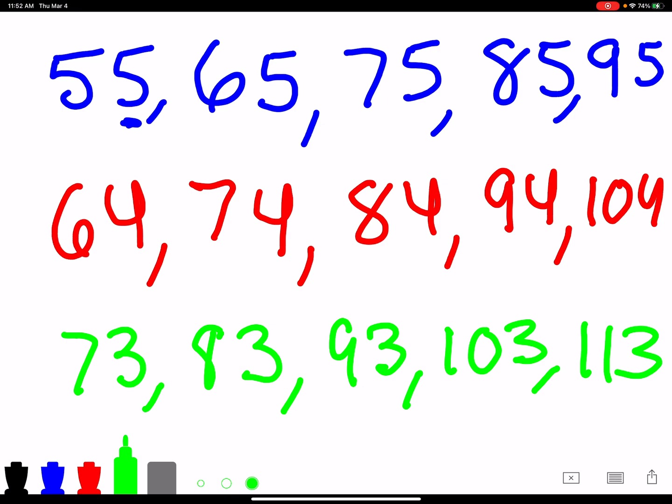So counting by tens, people tend to overcomplicate it. They think too much about it, but the number's going to be the same in the ones place, no matter what the number is, and you're just adding 1 to the number in the tens place. Because you notice we added 55, 65, 75, 85, 95. The number in the tens place, you're just adding 1, but keeping the same number in the ones place. And then the same thing for 64, 74, 84, 94, 104. And then 73, 83, 93, 103, and 113.